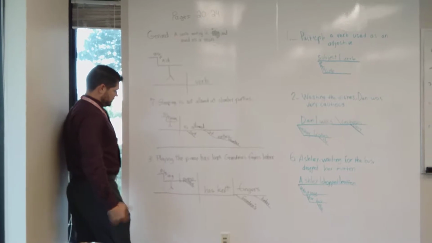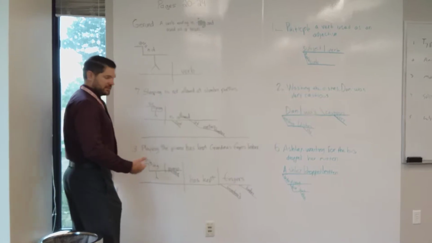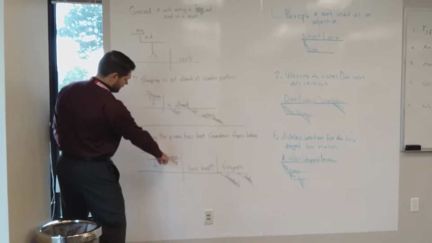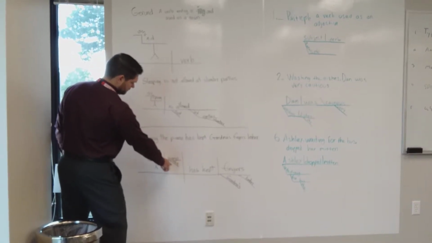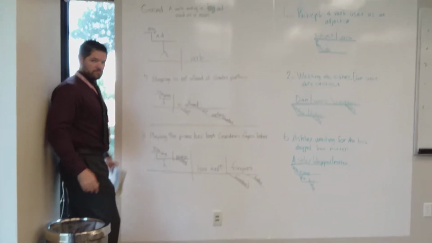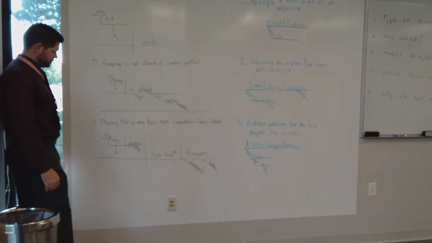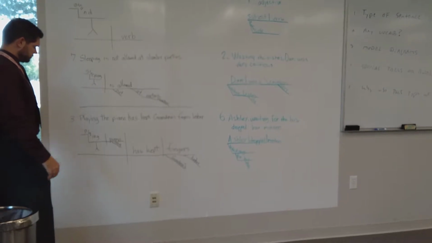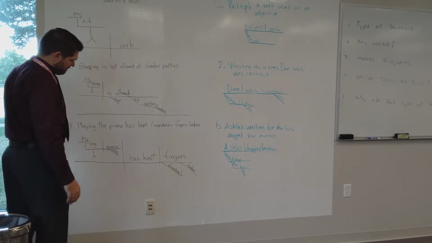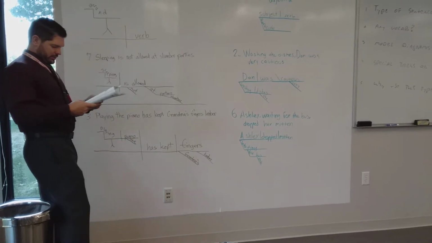Go ahead. Second one, playing the piano has kept grandma's fingers limber. So in this one, it has a direct object. So you have playing as your gerund, and then your direct object, the piano. And that whole phrase, playing the piano, is the subject. So it's not just one word that's the subject, this whole phrase now is the subject. Okay? All right, and that's why it's all up here above this line, like you're describing. And then has kept grandma's fingers limber.